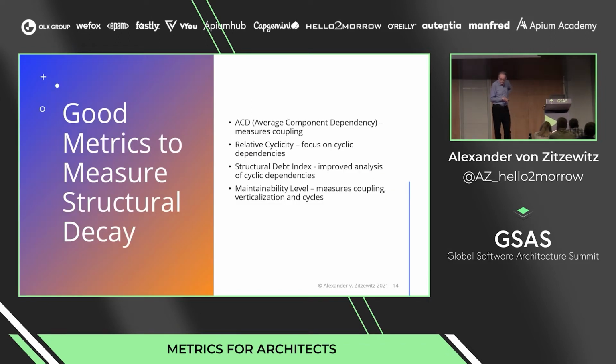So let's go into the metrics itself. What would be good metrics to measure structural decay? The first metric we're going to look at is a classical dependency metric. It's called average component dependency. I'm going to explain that in the next slide. Then we look at cyclic dependencies. One of the metrics to analyze that would be relative cyclicity. Then we have structural depth index. That's another metric that looks at cyclical dependencies and calculates how difficult it would be to break those cycles all up.